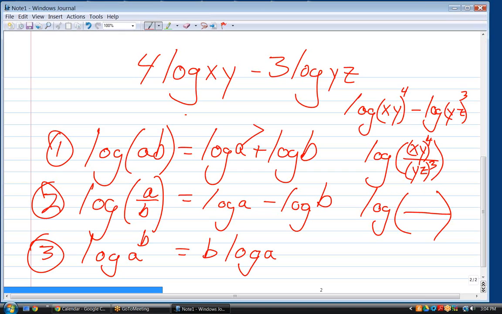What do we have in the numerator in the way of x's? 4. How about in the way of y's? 1. And in the way of z's? 3, in the denominator. Yeah. There's your answer.